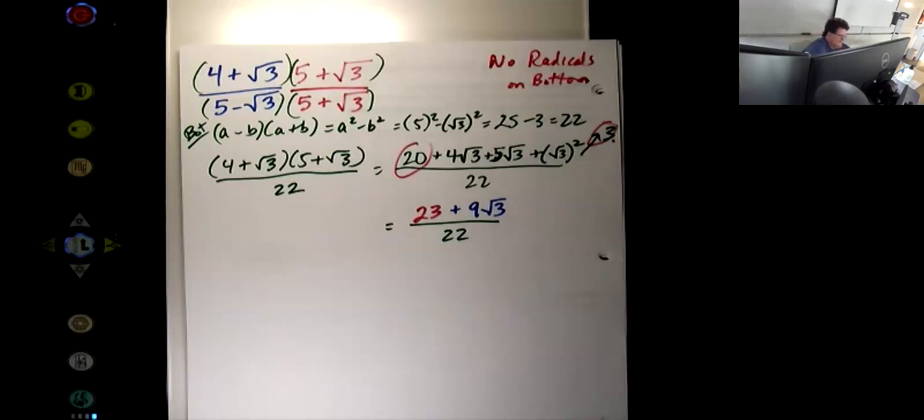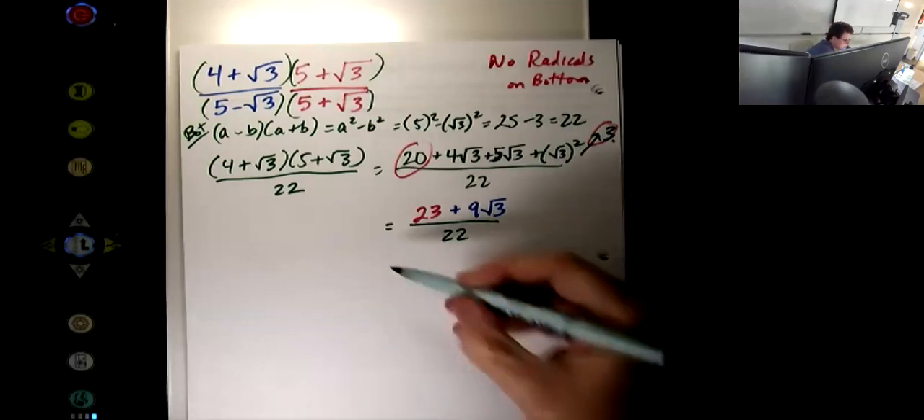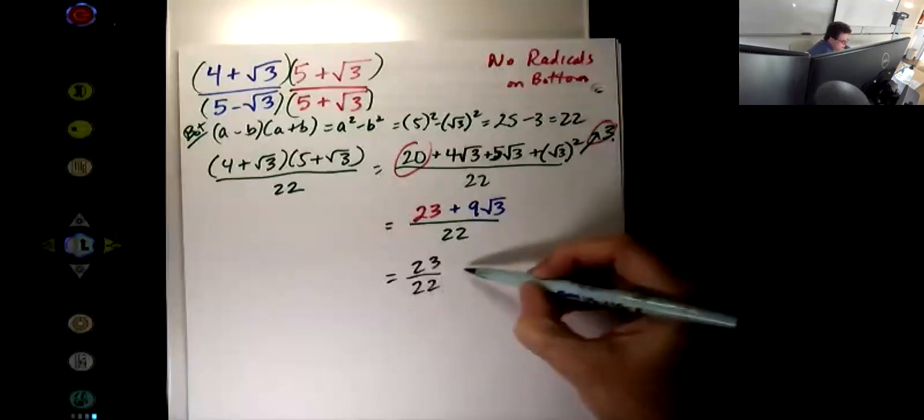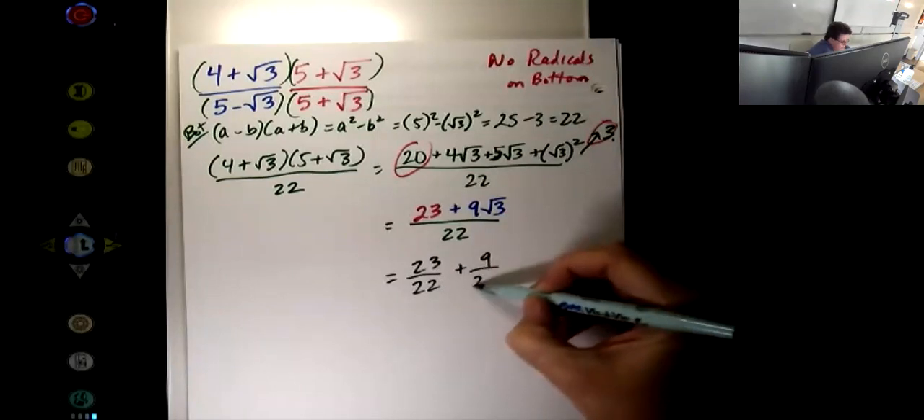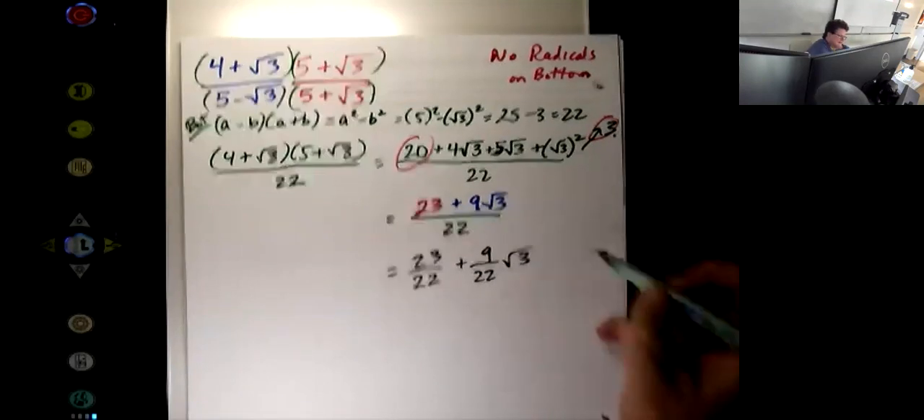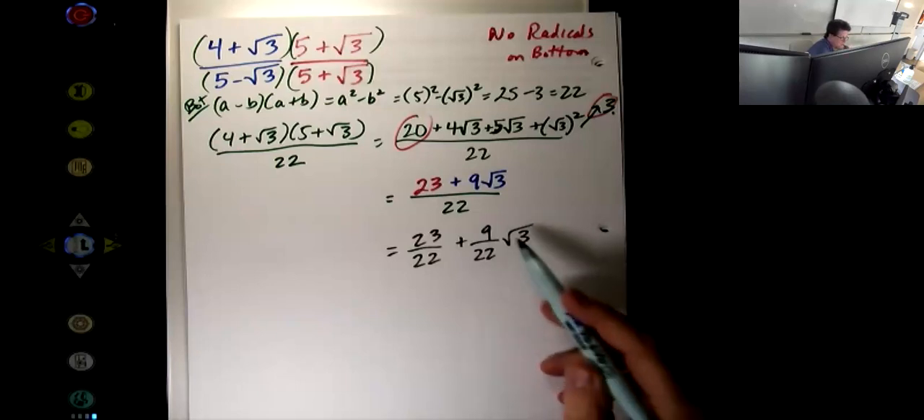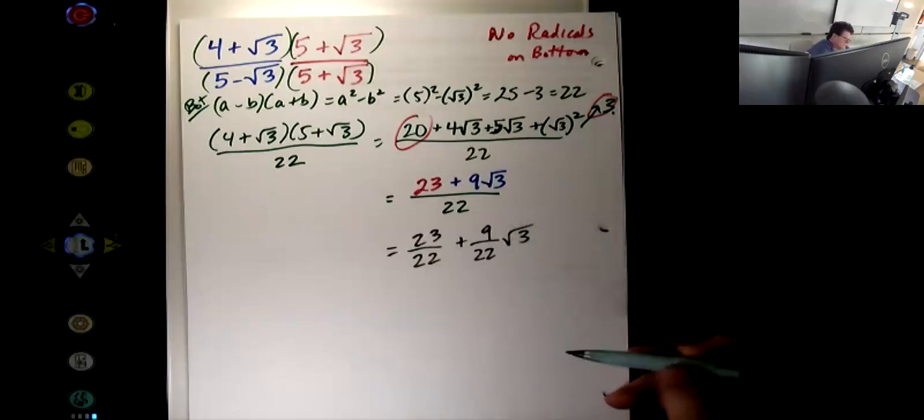Now, if you're entering it into a computer, it may take it that way, or you may have to write this. The equivalent version of this is 23 over 22 plus 9 over 22 square root of 3. That's the same thing. Or you can have the radical on top over here, or you can have the radical on the side.